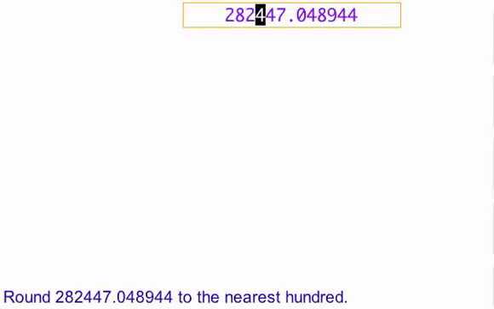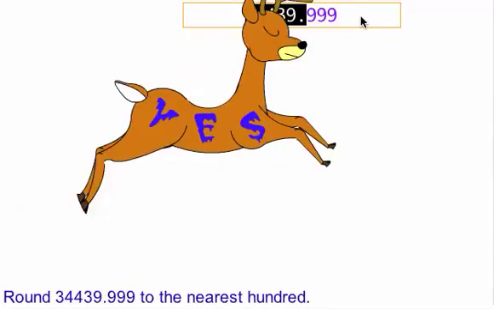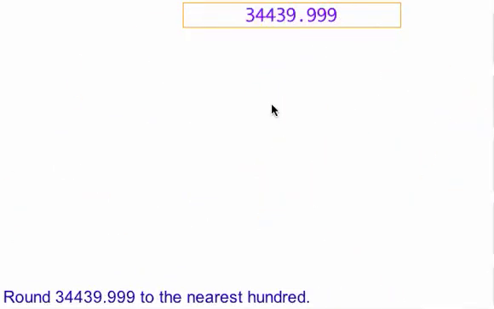So this 4 stays as a 4. Everything else after becomes zeros. So 2 zeros, then we have our decimal, so we don't need to write the decimal. So 0, 0, decimal. That's it. Okay, round this to the nearest 100.